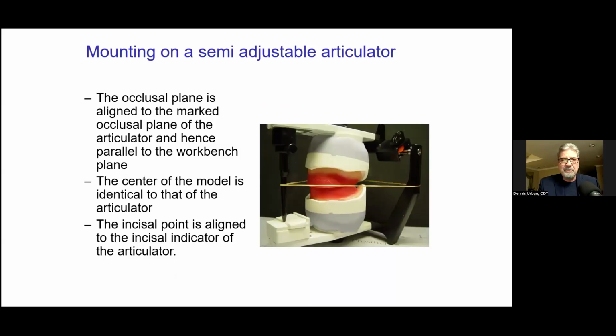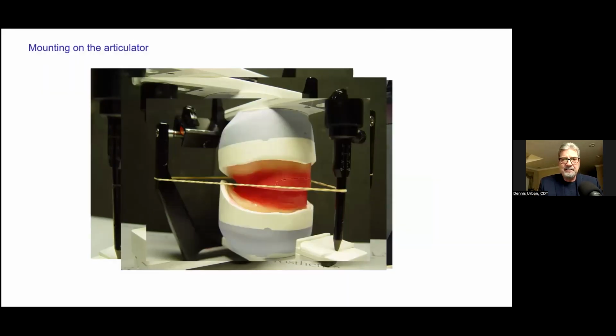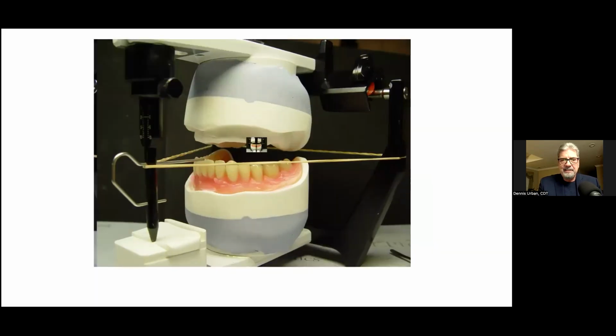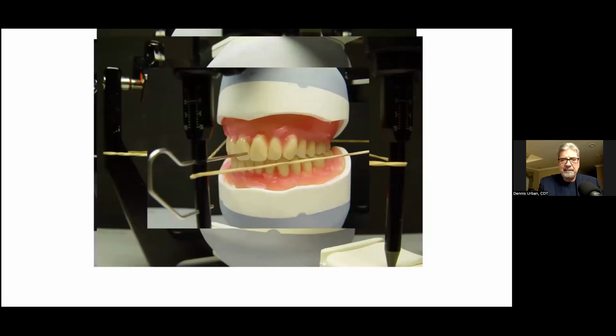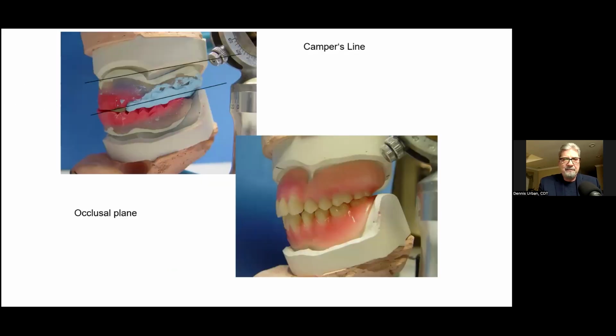I want to make sure the occlusal plane is marked to the occlusal plane of the workbench, and the incisal point is aligned to the incisal indicator of the articulator, as you can see here. See how nicely that's articulated? There we go. Setting our denture teeth here right to the occlusal plane, and it's mounted correctly on the articulator. We're following a Camper's line in the occlusal plane.